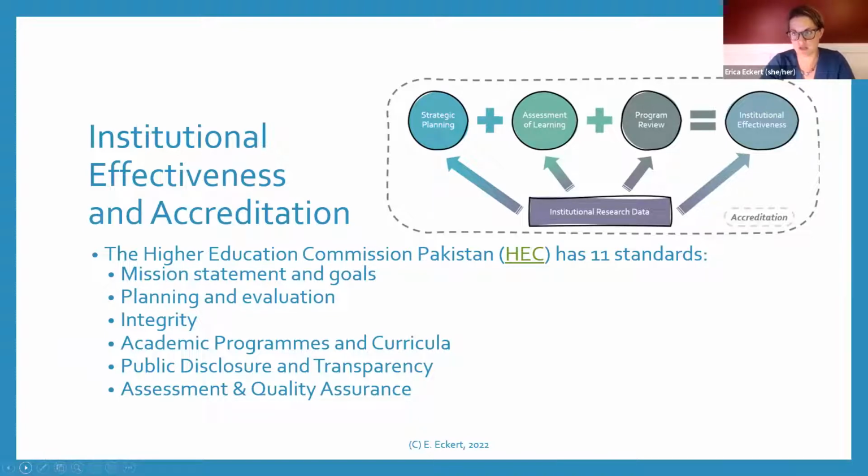Academic programs and curriculum, that's very important in a program review process. Public disclosure and transparency, similarly, is about integrity, program review, assessment of learning, and making sure that the outside world understands how effective you are, and then assessment and quality assurance. So all of these standards are telling you institutional effectiveness as delivered by planning, assessment, and program review are incredibly important.